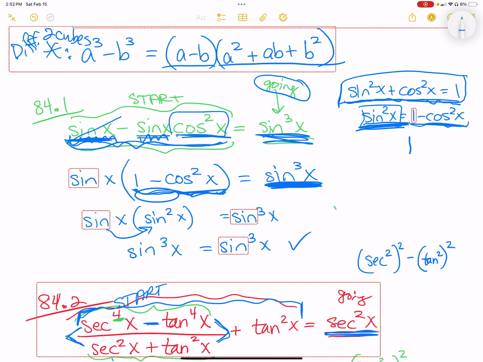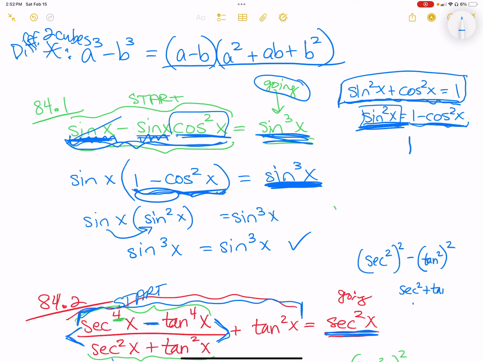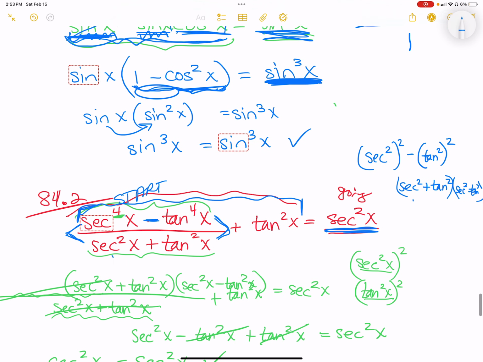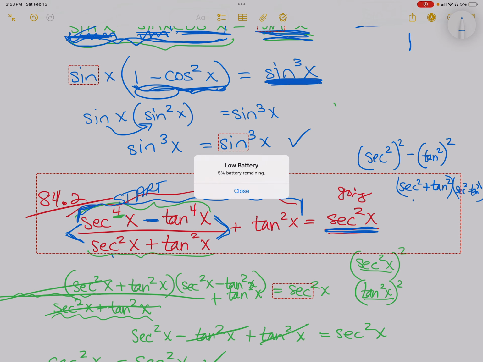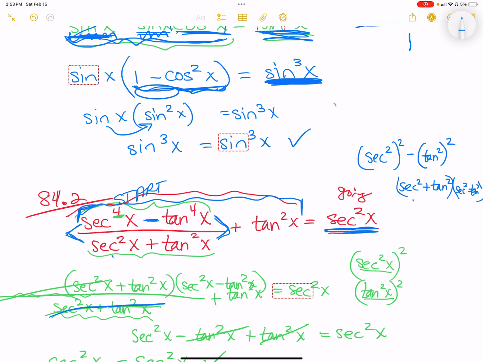It's just that when I break it down, what this is going to become is secant squared plus tangent squared times secant squared minus tangent squared. That's how the difference of 2 squares breaks down. So we factor that and we put it here: secant squared x plus tangent squared x, secant squared x minus tangent squared x. Well, then I've got something that matches, because on the bottom I have secant squared x plus tangent squared x. So that matches, so it cancels out.